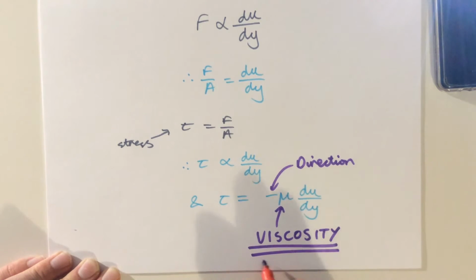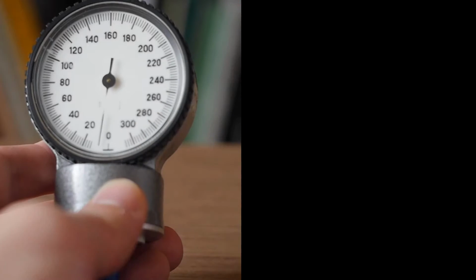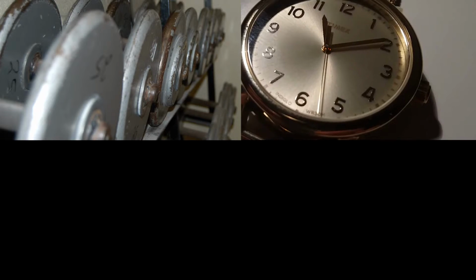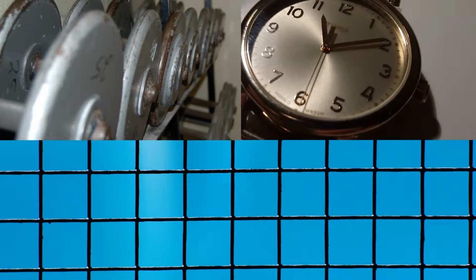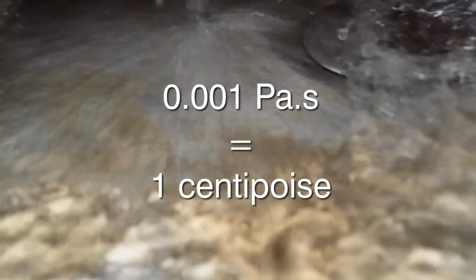It can also be written in terms of shear rate. Viscosity is therefore the relationship between shear stress and shear rate for a given fluid. The units are Pascal seconds or Newton seconds per metre squared. The viscosity of water at 20 degrees C is about 10 to the minus 3 Pascal seconds, or 1 centipoise.